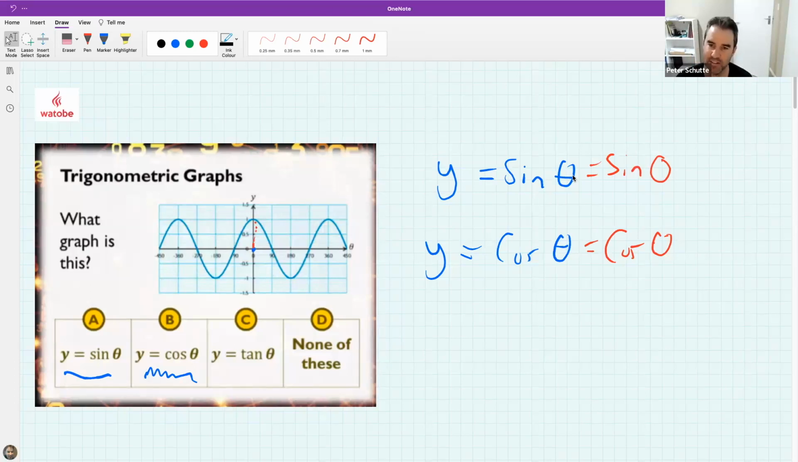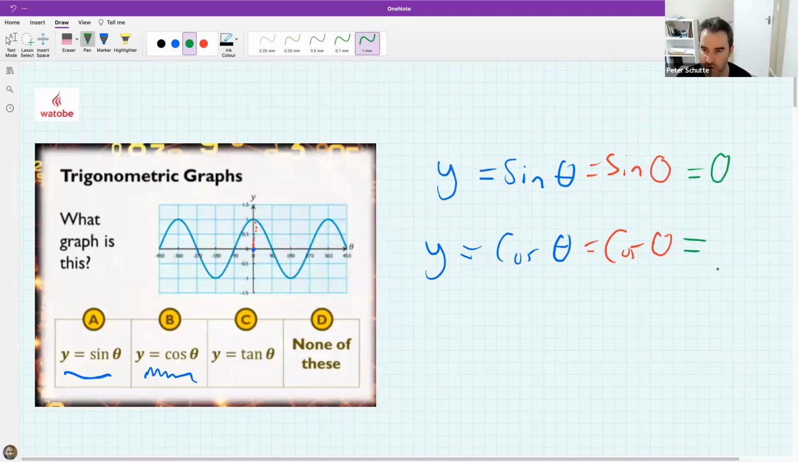Aha, Naomi has said sine of 0 is 0, and I think I agree with you. The sine of 0 is 0, and the cos of 0 is 1. And if I look at this graph over here, the cos of 0 is in line with 1. So that tells me something. It tells me that this cannot be the right one.